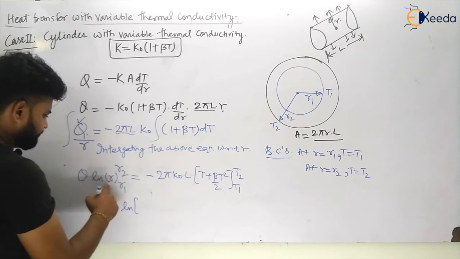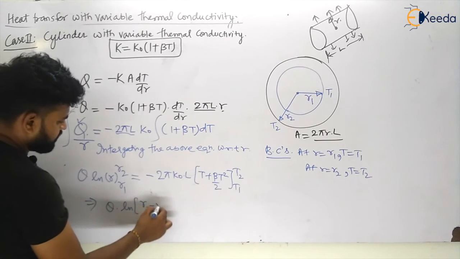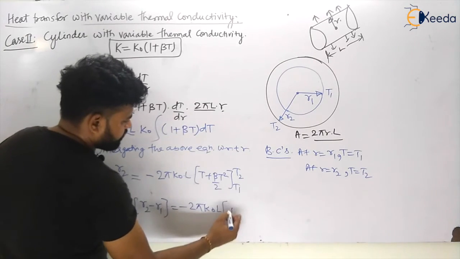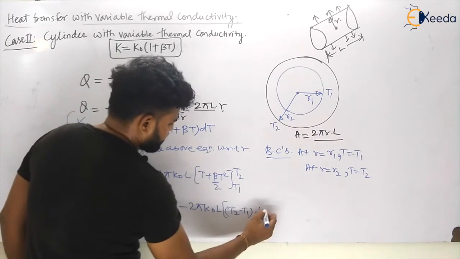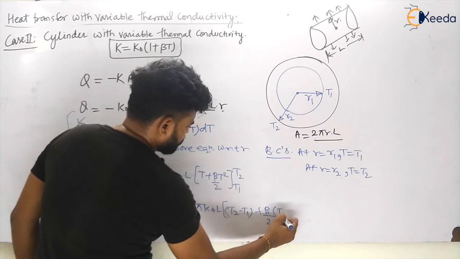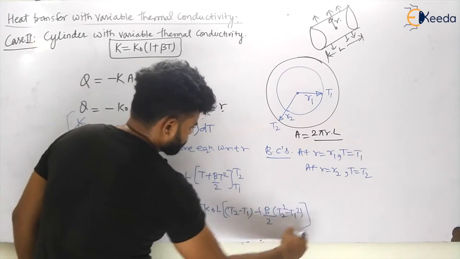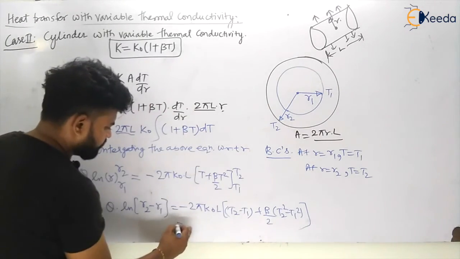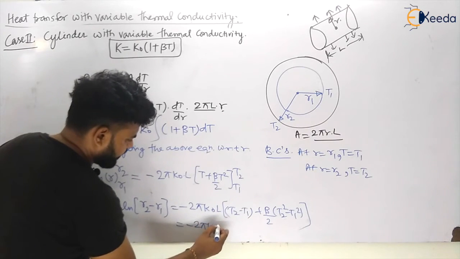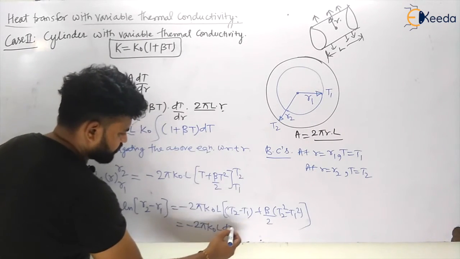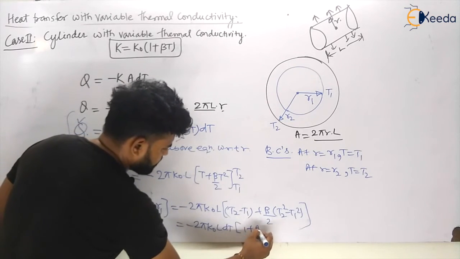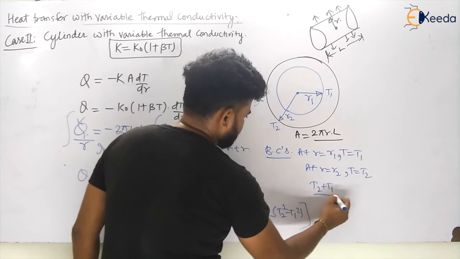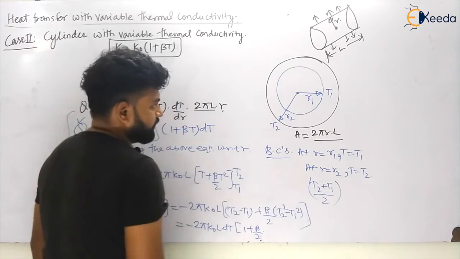Q ln, this will become what? R2 minus R1, and this side will be 2 pi K naught L. This will be T2 minus T1, plus beta by 2 (T2 square minus T1 square), my dear students. So if I take T2 minus T1 out, this will be minus 2 pi K naught L delta T. I am taking T2 minus T1 outside. So this will become 1 plus beta by 2, and the remaining term will be T2 plus T1 divided by 2. The remaining term will be this.